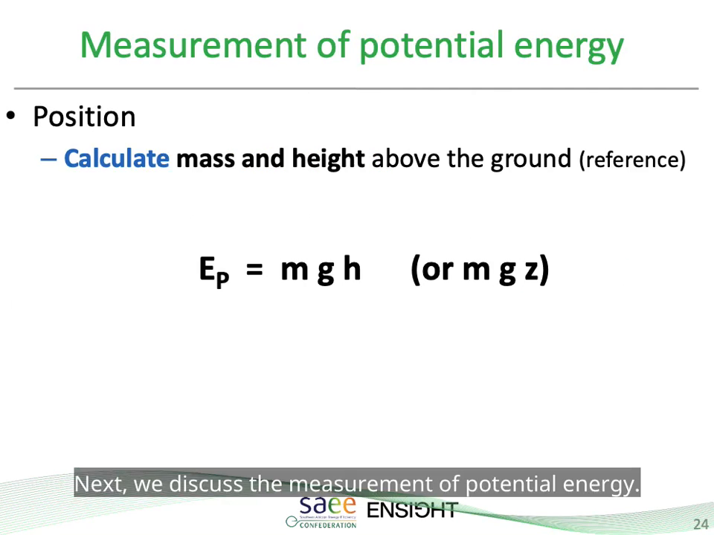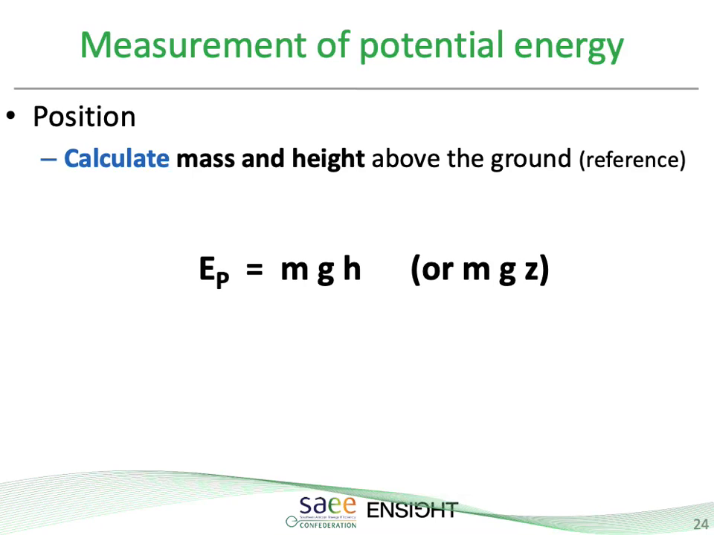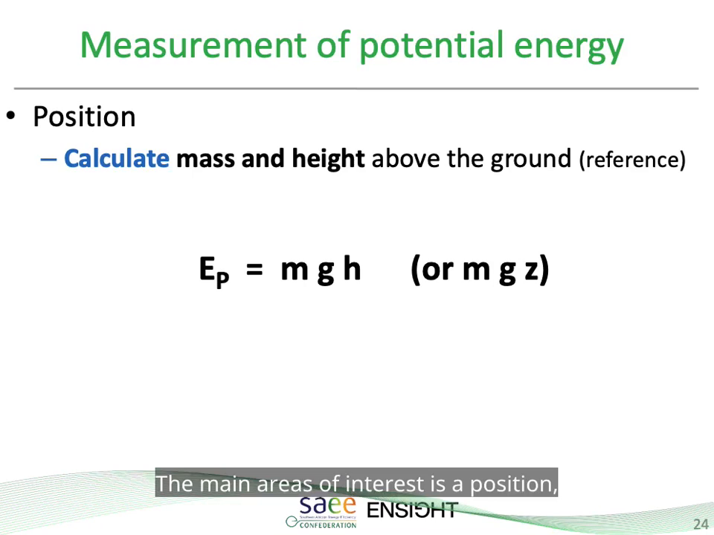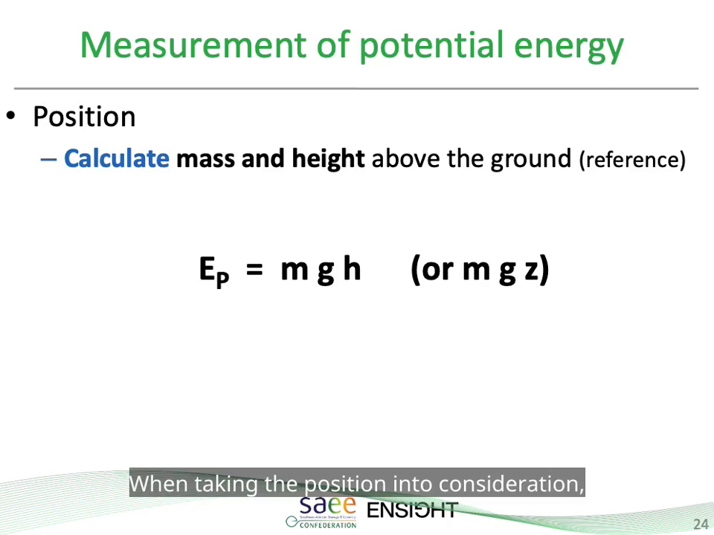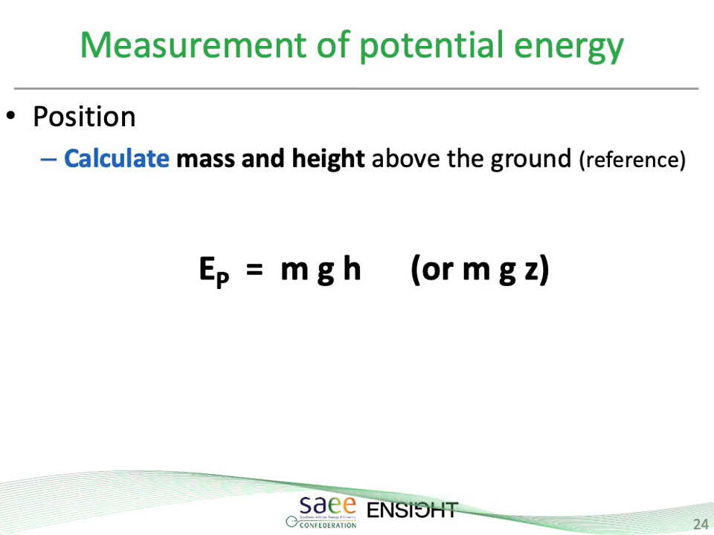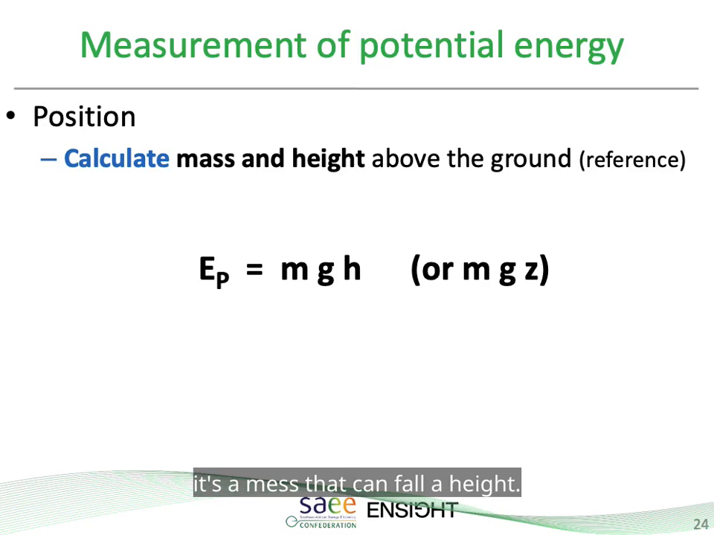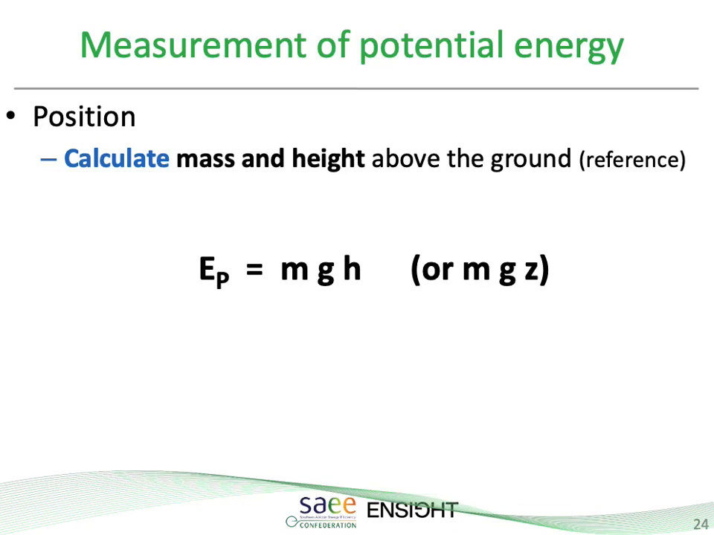Next, we discuss the measurement of potential energy. The main areas of interest are position, chemical composition, pressure, and electrical energies. When taking position into consideration, it's a mass that can fall a height. So, having the ground as a zero level and the mass 10 meters above ground, we can calculate the amount of potential energy available based on the position of the object.